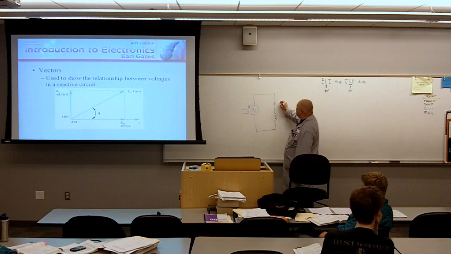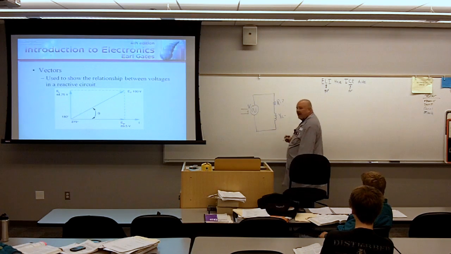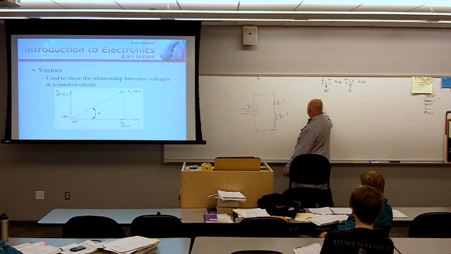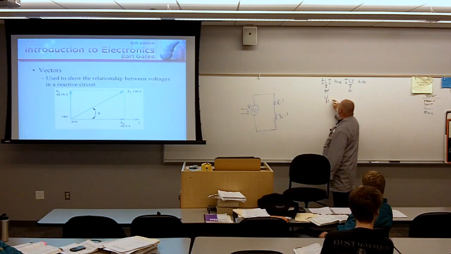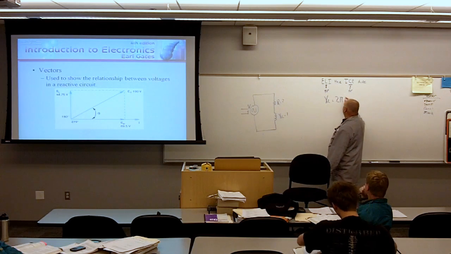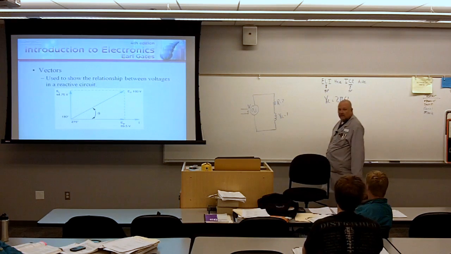In a series RL circuit, we're going to have resistance, which is going to be measured in ohms. And we're going to have inductive reactance, which is going to be measured in ohms. To calculate this value, I'm going to need to use the formula X sub L equals 2 pi F L.